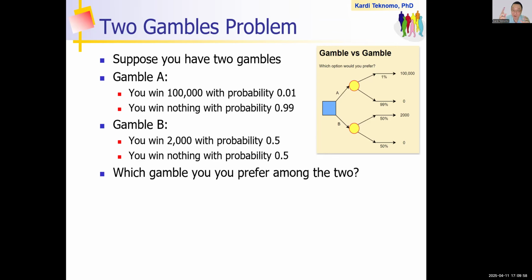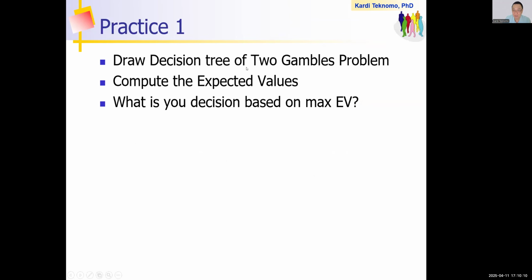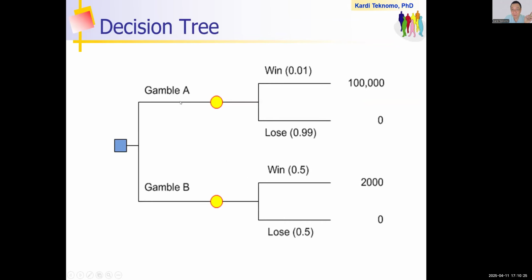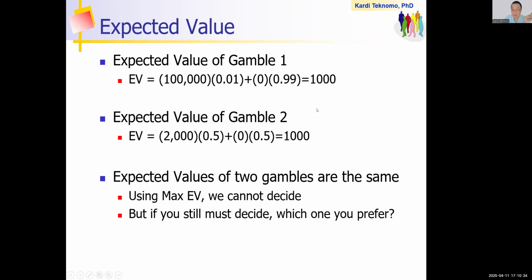Yeah, the expected value for those two gambles is exactly the same. Okay, so in practice one, can you draw the decision tree of the two gambles problem and then compute the expected value? If you just use maximum EV like in the risk analysis last meeting, you will probably draw it this way. So gamble A, gamble B, win and lose. And then when you compute, you will get EV 1000 and 1000. So you cannot decide based on maximum EV.